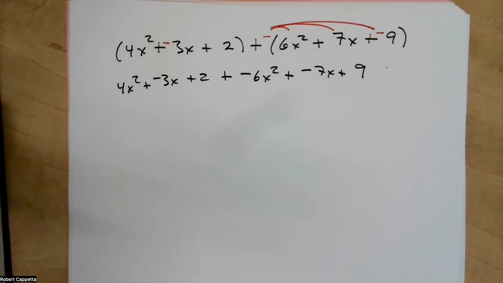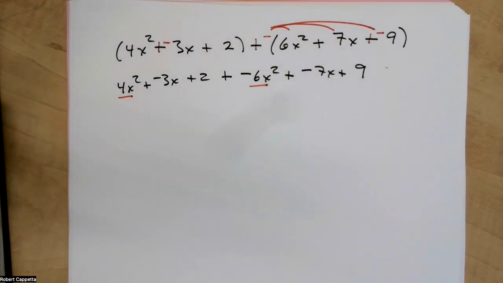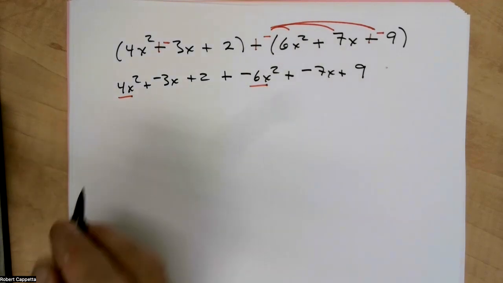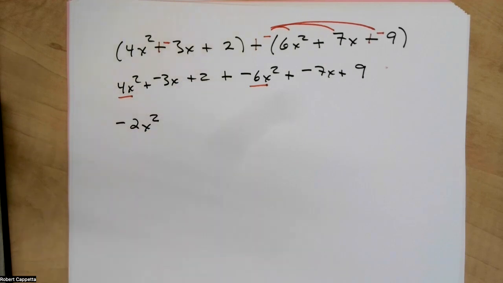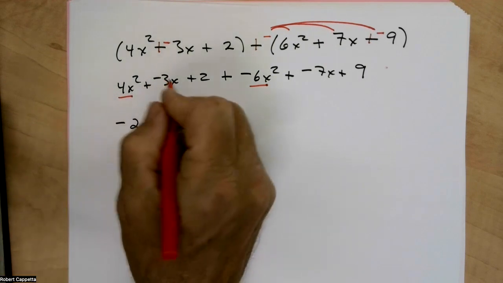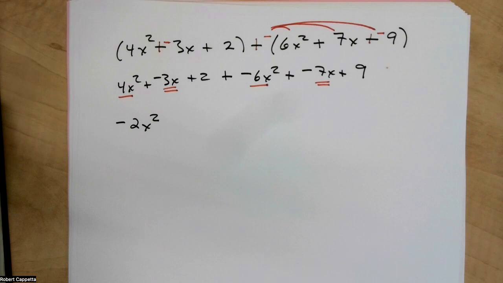And then at this point, we're going to look for like terms. 4x squared and negative 6x squared would be negative 2x squared. Then we're going to look at the x's, who's in the x group. Negative 3x and negative 7x would be negative 10x.